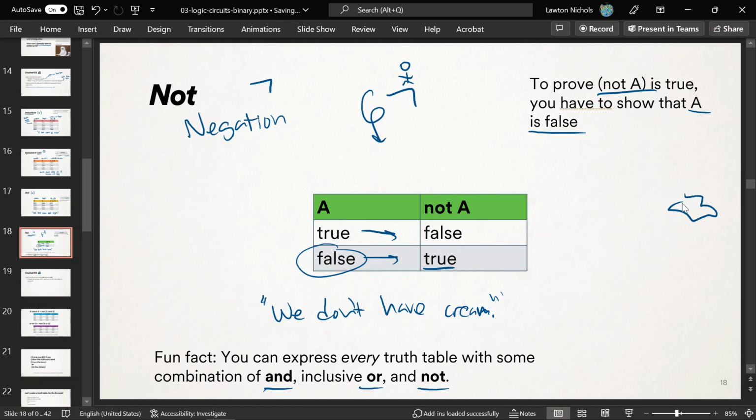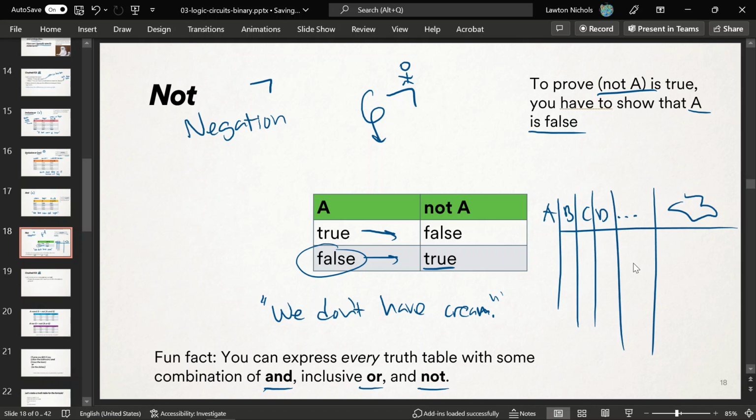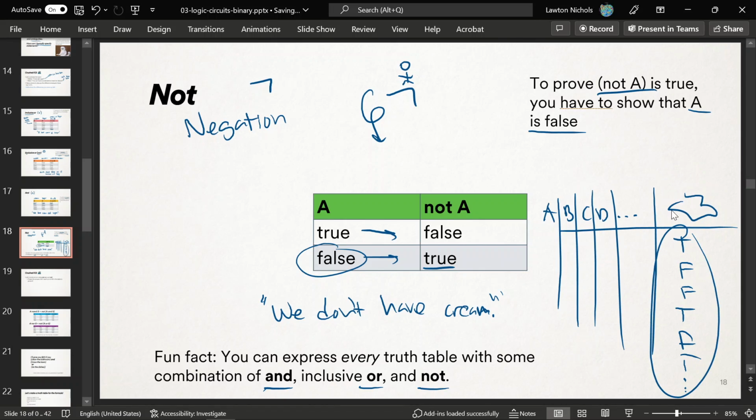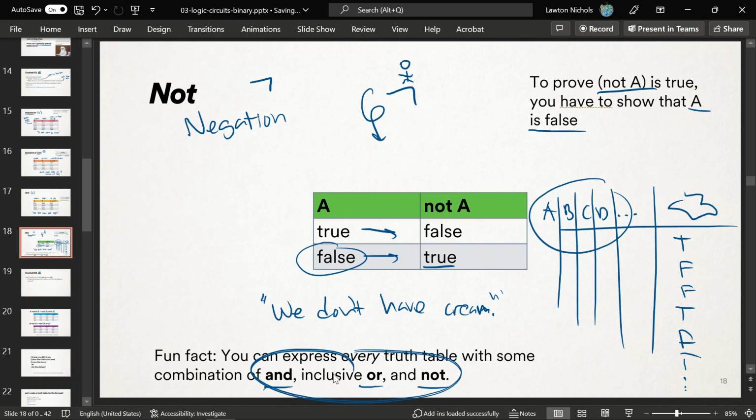So if you had some weird looking thing, some cloud, with a bunch of inputs, maybe A, B, C, D, dot, dot, dot, and you're trying to figure out what to put in here to make it say true up here, false down here, false down here, true here, false here, true here, and so on. What is this logical statement? You can create this outcome with some combination, always, of your inputs and an AND, OR, or a NOT. No matter what. Always possible. That's pretty cool.